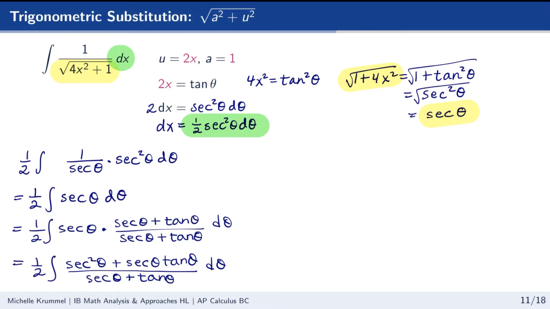Think about the derivative of the denominator. What's the derivative of secant theta plus tangent theta? Well, the derivative of secant theta is secant theta tangent theta, and the derivative of tangent theta is secant squared theta. So the derivative of the denominator is the numerator.